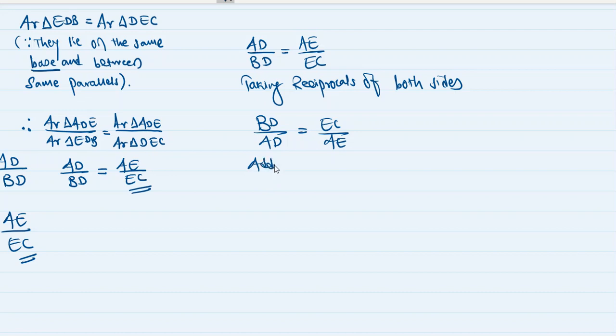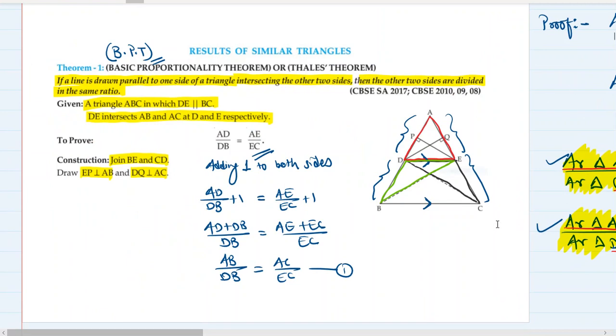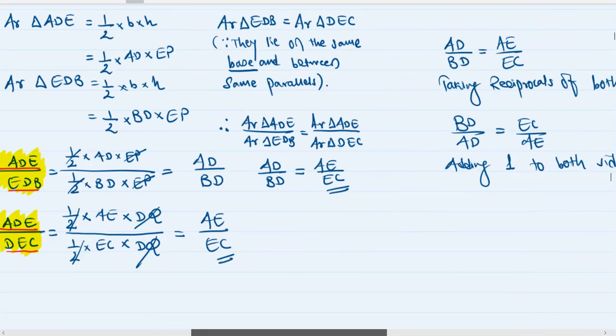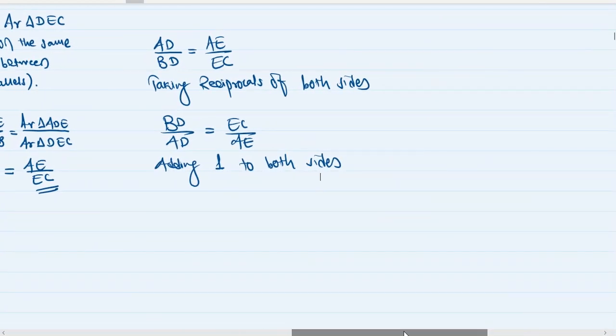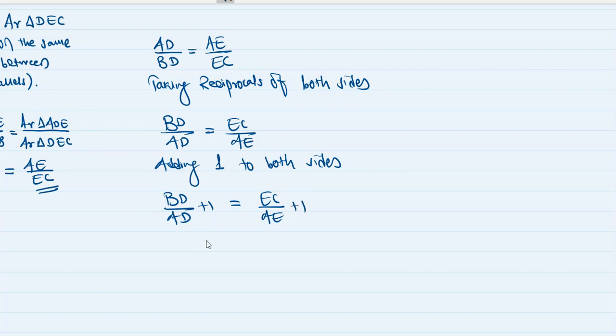Now, adding 1 to both sides. So, initially, what did we do? In the first result, we added 1 directly and we got AB upon DB is equal to AC upon EC. In the second result, I first took the reciprocal and then I added 1 to both the sides. Okay, so after adding 1, it will become BD by AD plus 1 is equal to EC by AE plus 1. No need to look in the figure again and again because this is like simple arithmetic.